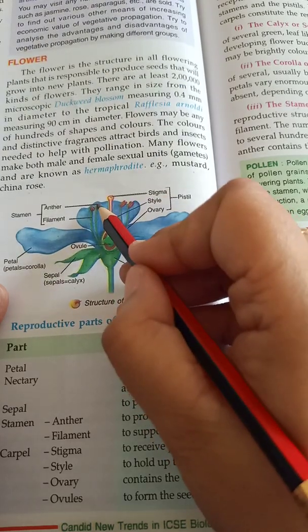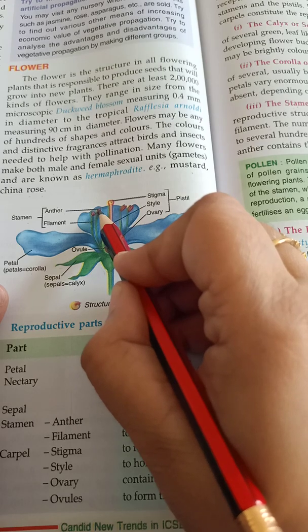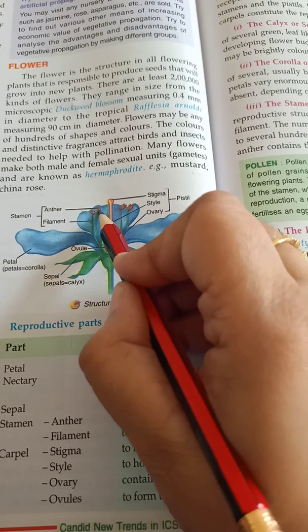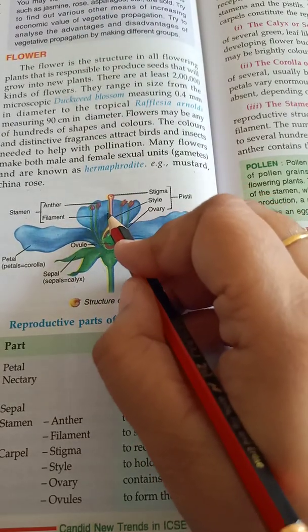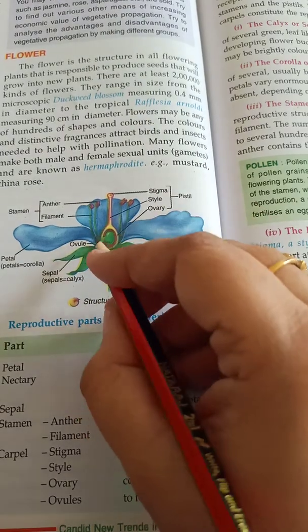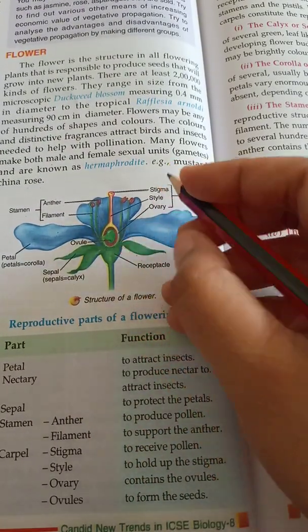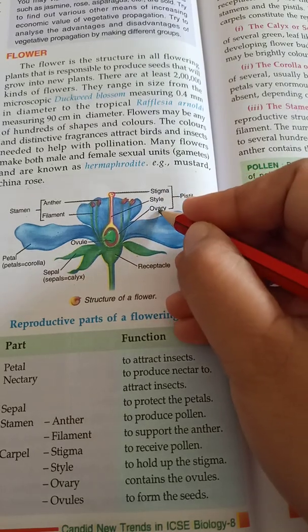And I told you this anther produces the yellowish powder, the pollen, which is made up of the pollen grains, and which actually produce the male gametes of the flowering plants. And then we have the innermost whorl of the flower, known as the pistil or the carpel. I told you that this pistil is divided into three parts: the stigma, style, and the ovary.